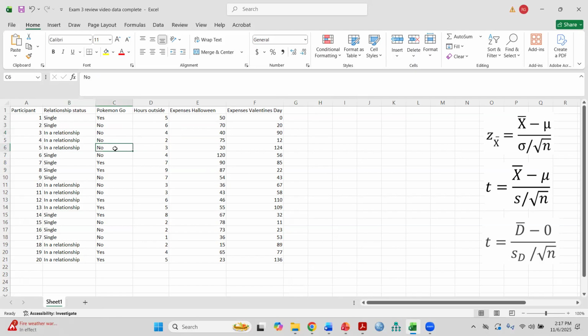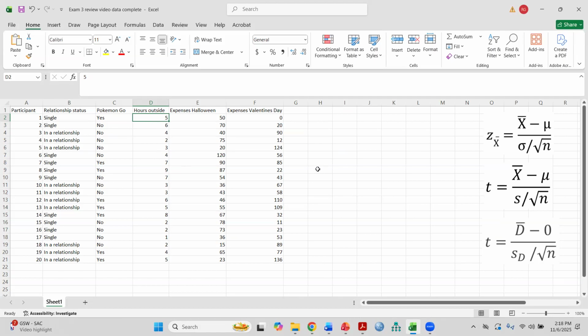Similarly, for Pokemon Go, I could say, I think people who do play Pokemon Go spend more hours outside than people who don't play Pokemon Go, right? What's that? Well, it's the same thing. There are two different groups of people, and we're trying to compare them in terms of some variable, in this case, the hours they spend outside each week. So that's an independent samples t-test.